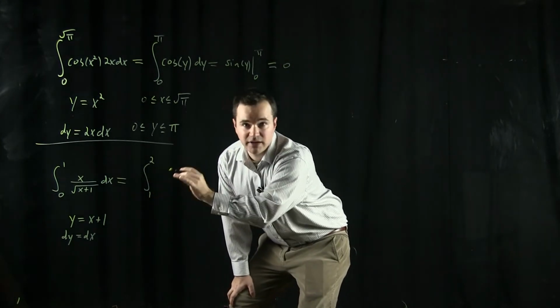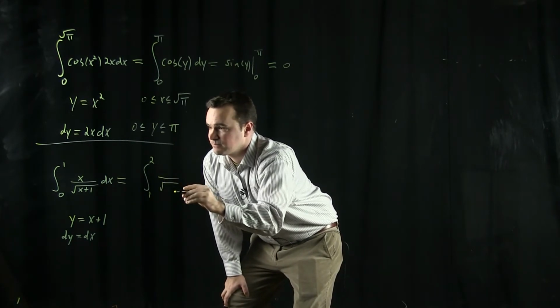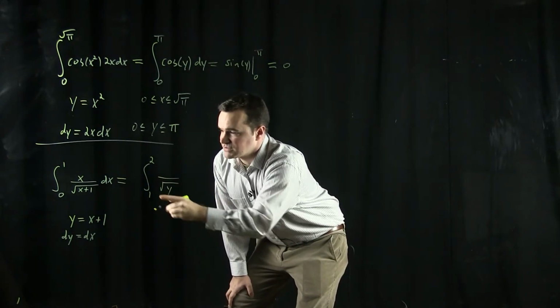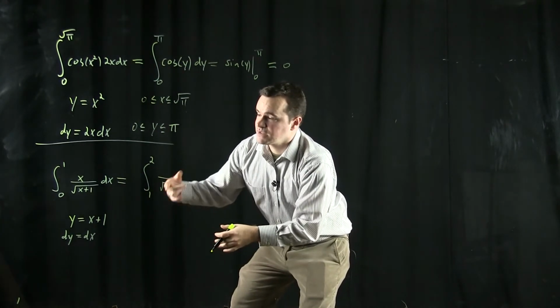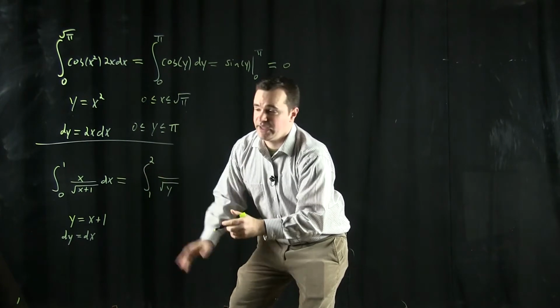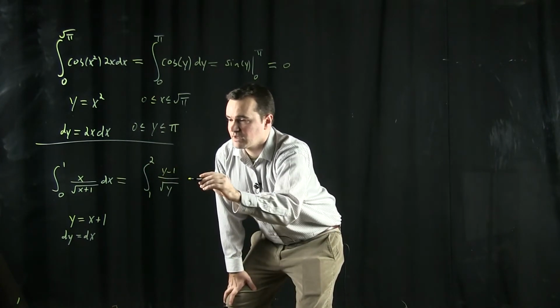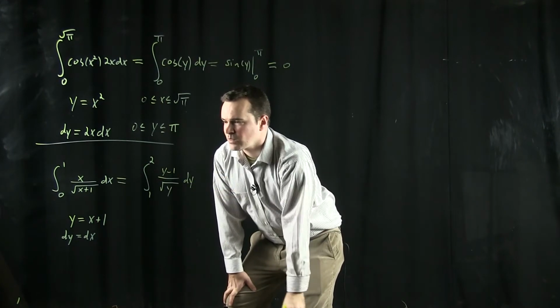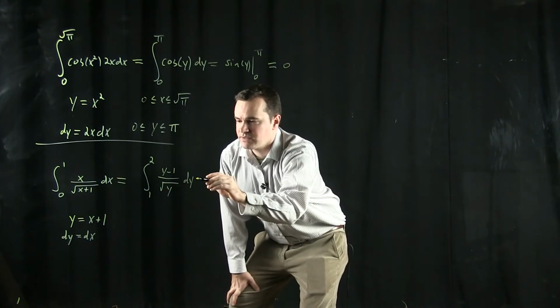And then I have to rewrite my integrand in terms of y. So on the denominator, I get this nice square root of y, because y is equal to x plus 1. Well, if y is equal to x plus 1, then y minus 1 has to be equal to x, right? So I simply get y minus 1 on top, all times dy. And so this integral isn't so bad.